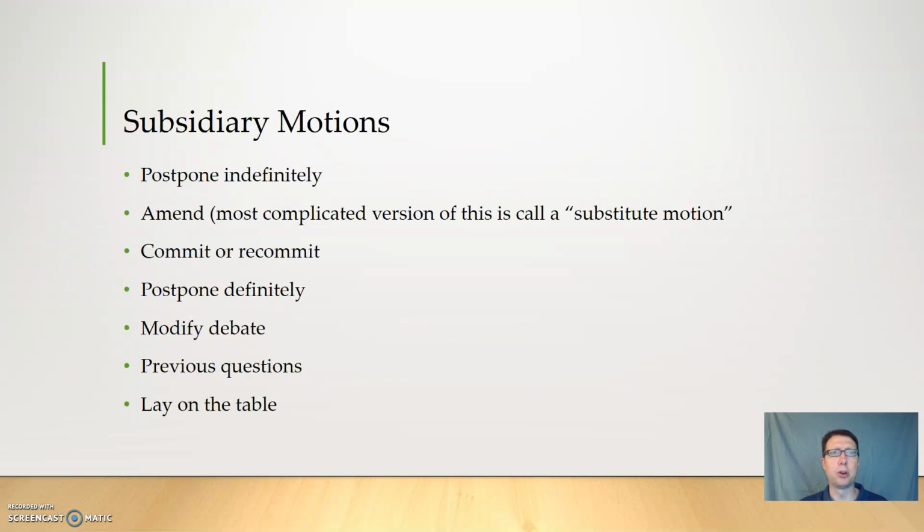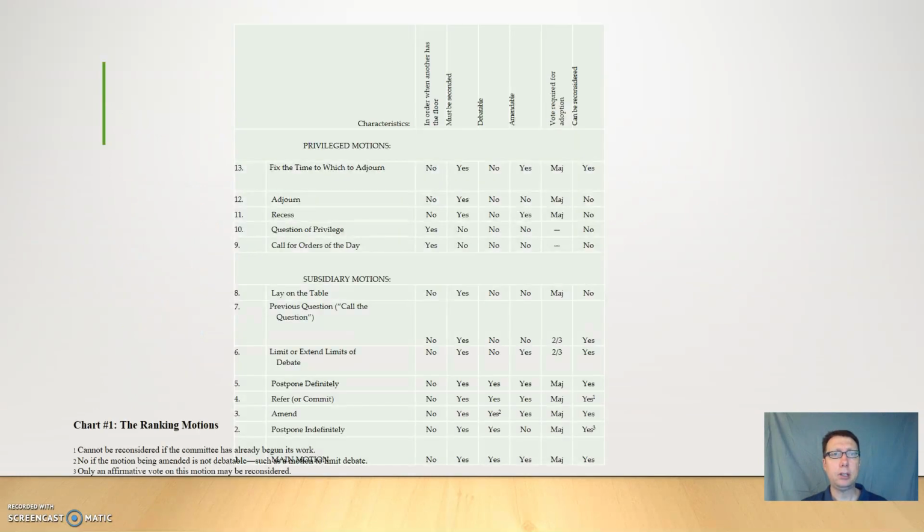I'm sorry that that's out of order. Postpone indefinitely. Amend, the most complicated of that is a call to a substitute motion, but amend is what's used most in terms of working to perfect or make ready for a vote a motion. Commit, recommit, which means send to a committee, sometimes refer. Postpone definitely. Modify debate, a previous question, which means you're calling for a vote, lay on the table.